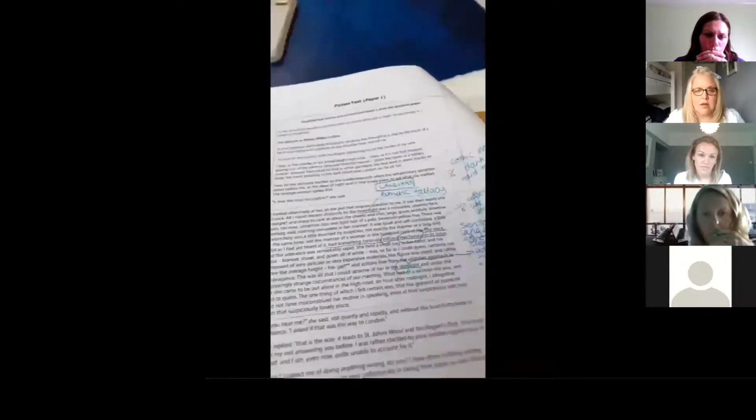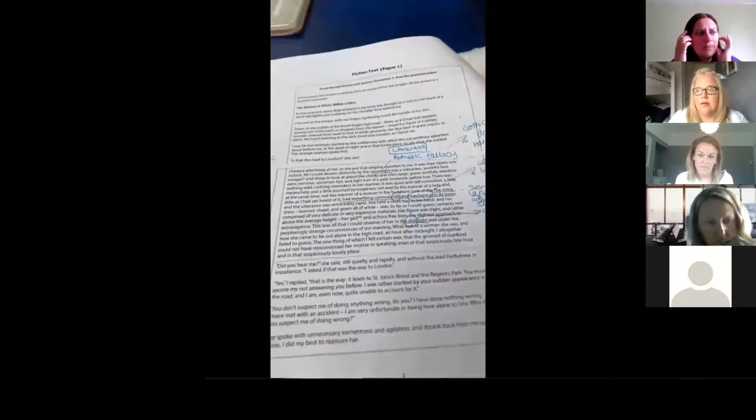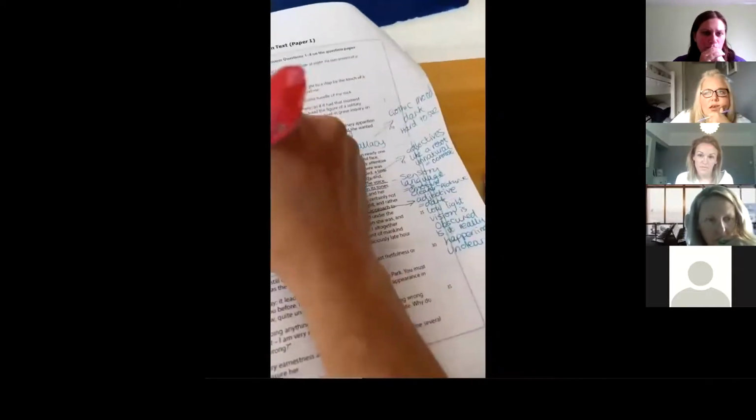Okay, so what do we need to do now? Structure. Okay, so I'll use a different colour pen. I'll use pink for structure.